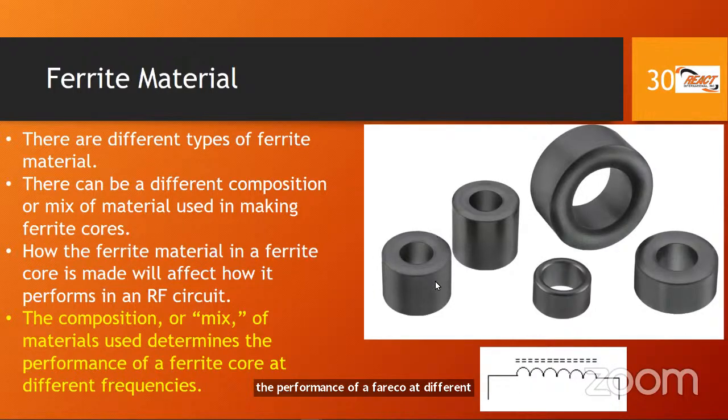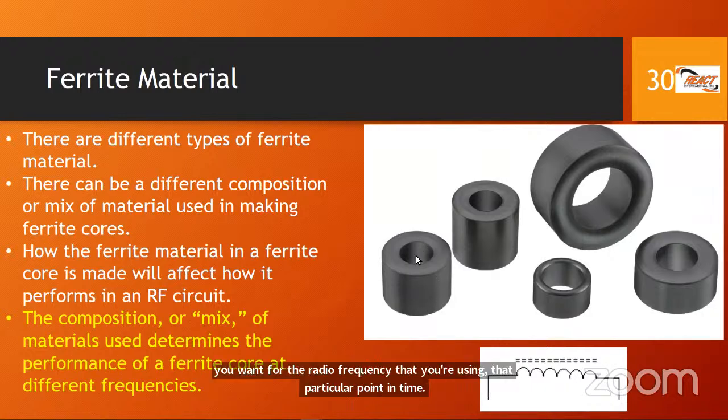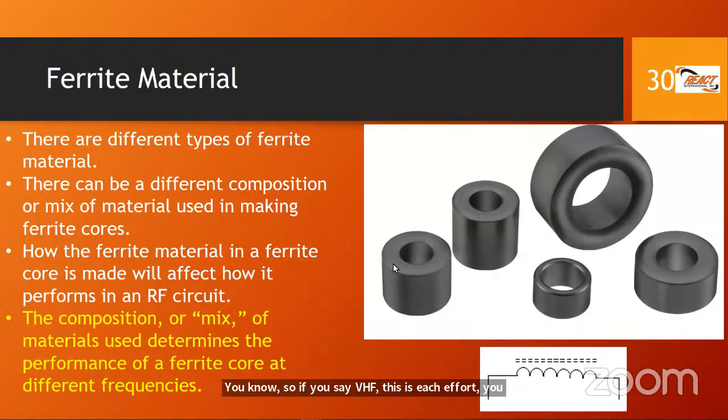So what this is also saying is that if you want to use a ferrite core for a particular frequency range, you need to use a particular mix. That is what they're trying to tell you here. And if you use the wrong mix, you might not get the best performance, or the particular type of performance that you want for the radio frequency that you're using at that point in time. So if you're using VHF versus HF, you may want a different mix. So that's what it means.